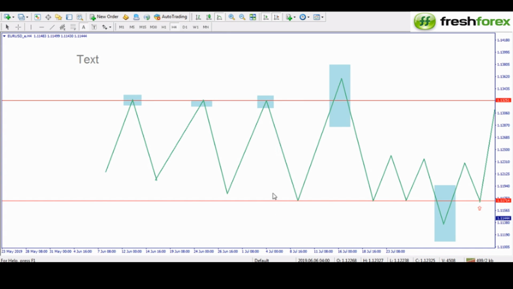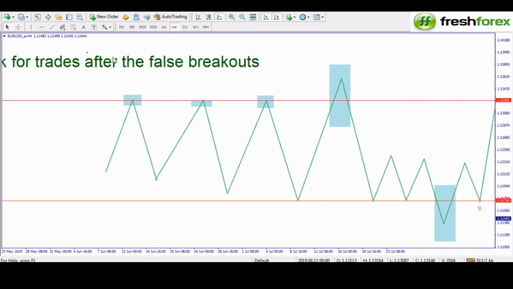So I'm going to write that down. Always look for trades after the false breakouts. So this is exactly what I was trying to say.